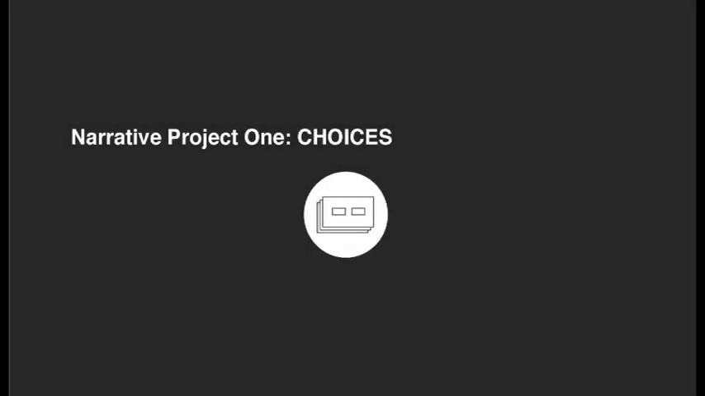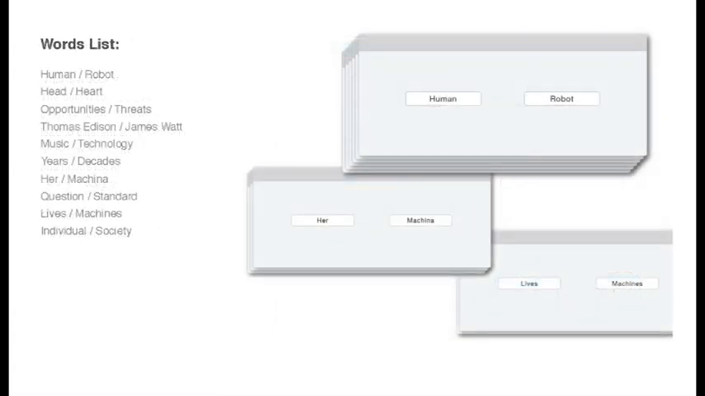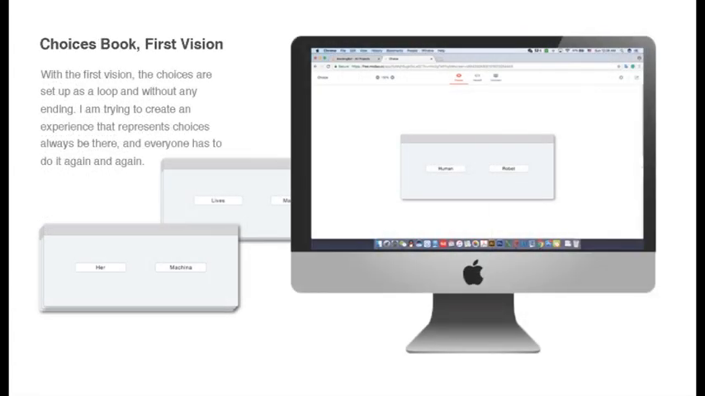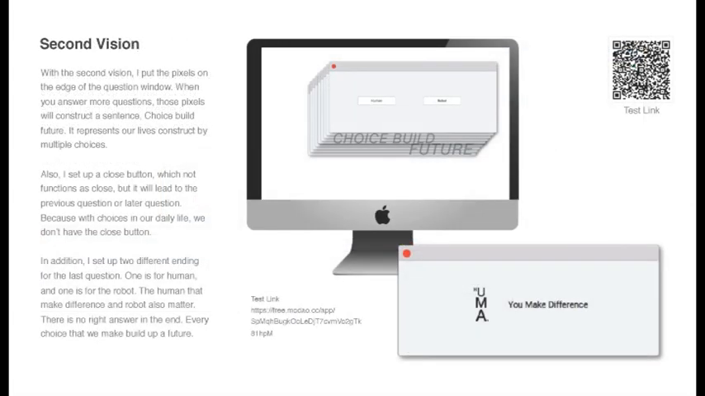Now, let's move to my first project book. I name it Choices. This is a book with web page form. The button can be selected and go to the next page. Different selection will lead to different story paths. I choose some entities from my pronouns and nouns list as choice to create an abstract story of choices.